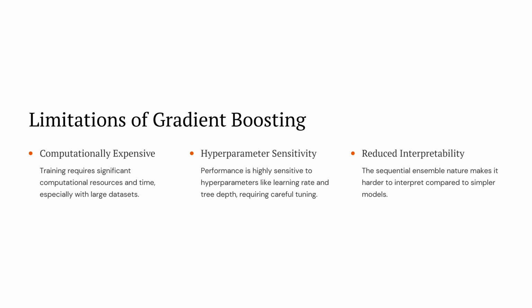Gradient boosting is powerful, but it has some limits. It needs a lot of time and computing power to train. It is sensitive to settings like learning rate and tree depth, and it is harder to interpret compared to simpler models.